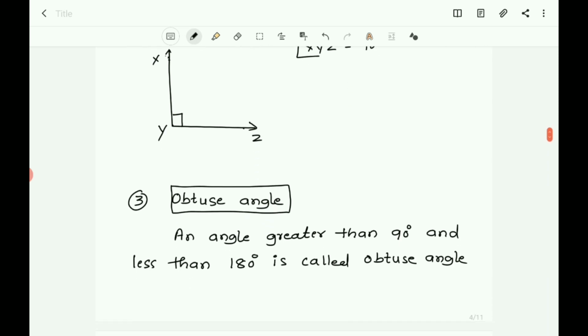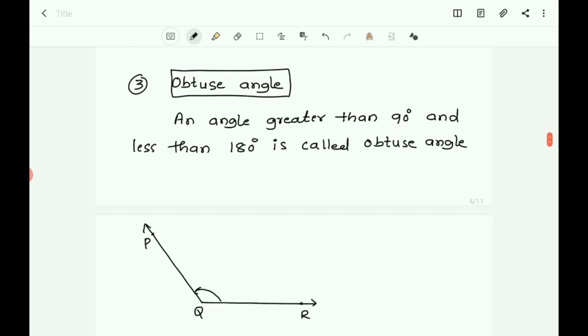Then the third type is obtuse angle. So what is an obtuse angle? An angle greater than 90 degree and less than 180 degree is called an obtuse angle.